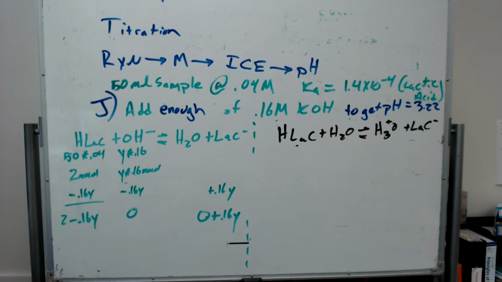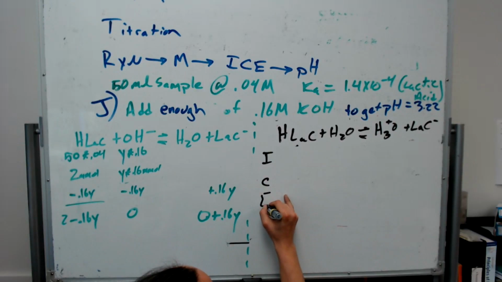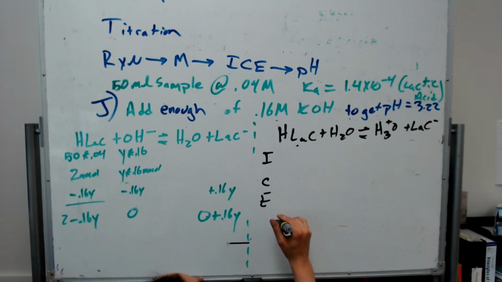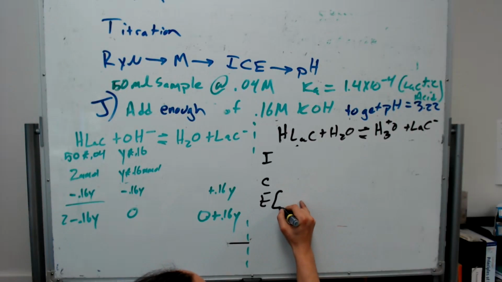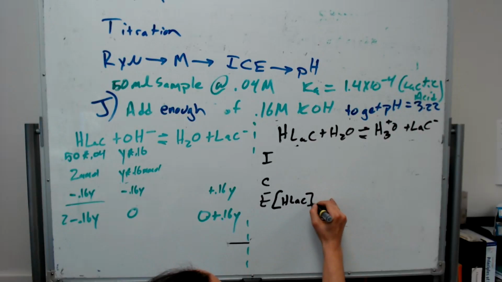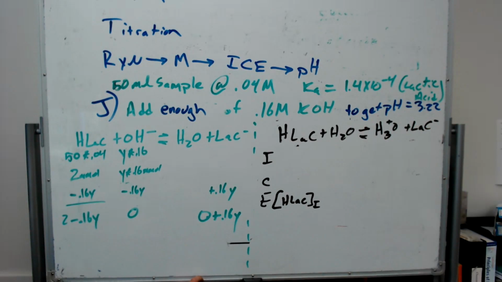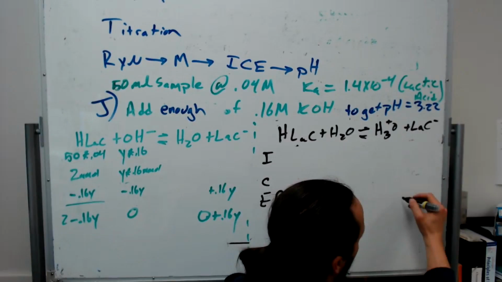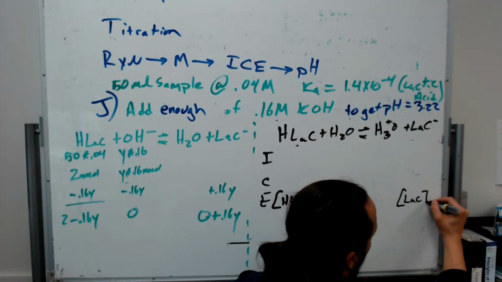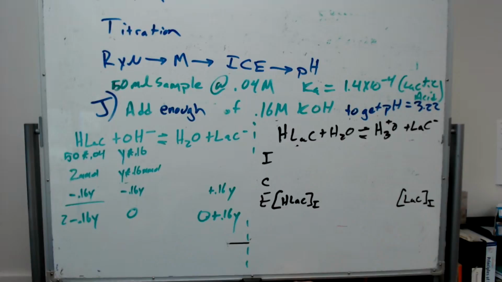Now, we already know where we're getting to, right? So if we set up the ICE table, we know at equilibrium, using the extra small approximation, the HLac is still the initial HLac, and the lactic anion is still the initial lactic anion concentration. And we know the pH, so we know the H3O plus concentration: 10 to the power of negative 3.22.